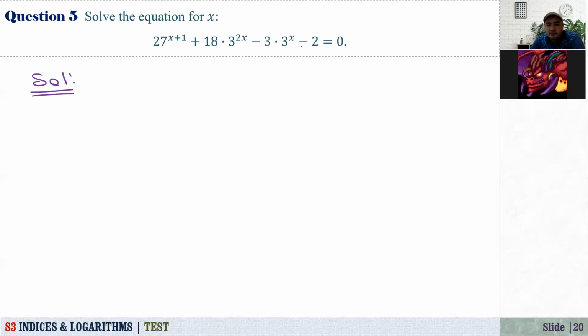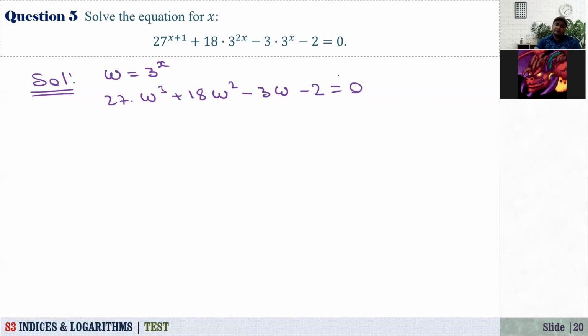27 to the power of something, 3 to the power of x, right? So again, let me just simplify this. w is equal to 3 to the power of x. So what is 27 to the power of x plus 1? We can write it as 27, which is 3 cubed, right? So that will be w cubed. Plus, here we have 18 times 3 to the power of 2x, that is 3 to the power of x squared, so that is w squared. Minus, here we have 3w minus 2, that's equal to 0.